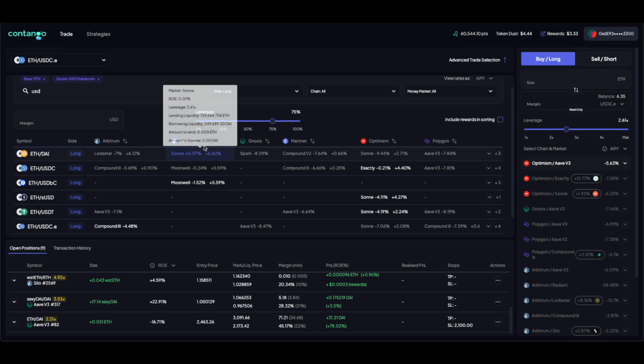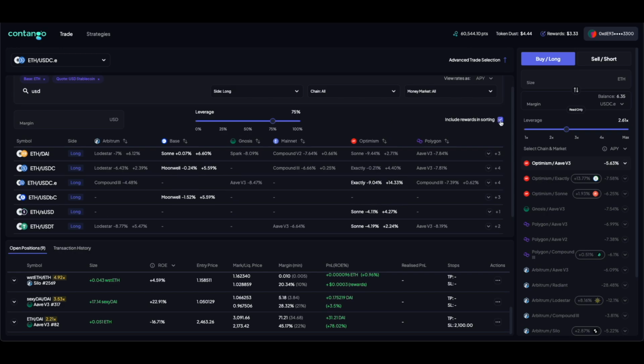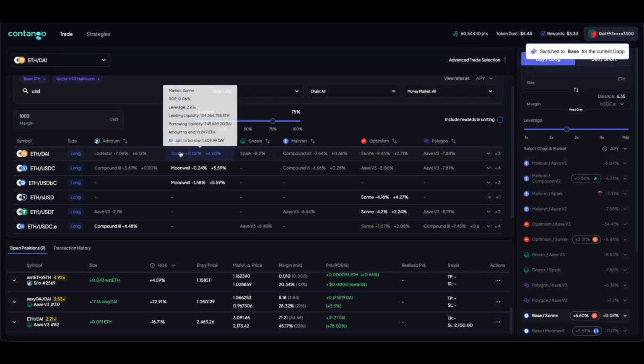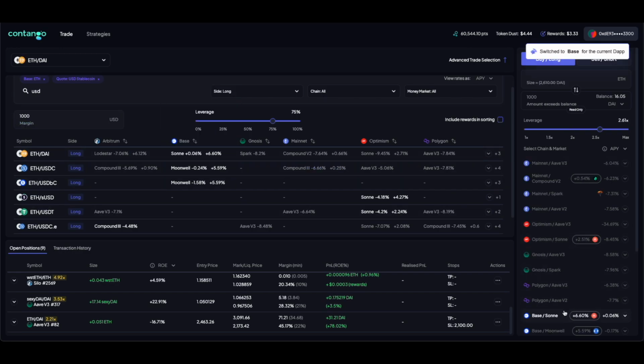You can see here that this pair on this chain is currently offering you the best funding rate, the APY. You can also decide to include rewards when sorting. Rewards are given by the underlying money markets and can be claimed at the top right on the Contango interface. Remember that if you're trading with size, you might want to input your margin to filter out pairs or money markets that don't have enough liquidity. By clicking on the pair, you will be redirected to the opening ticket on the right, where you could place a trade in one click.